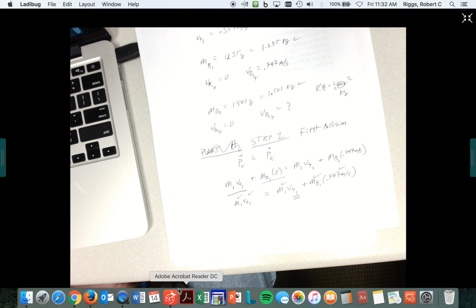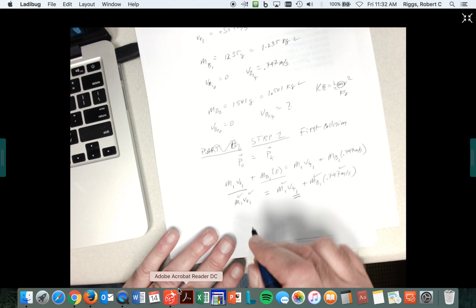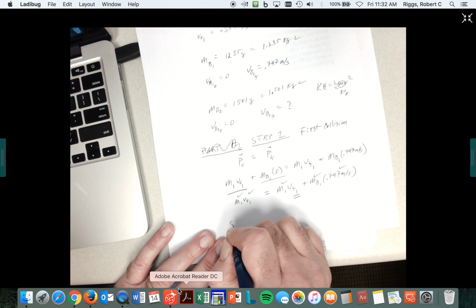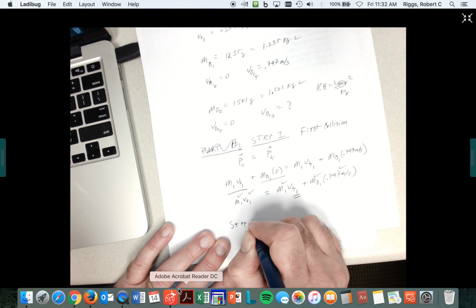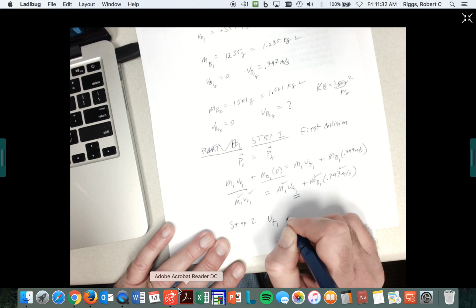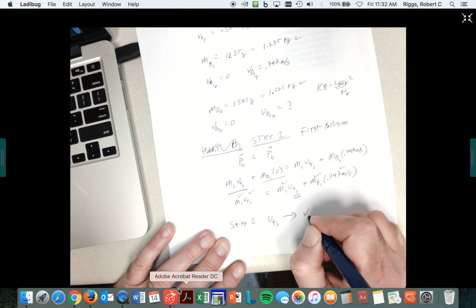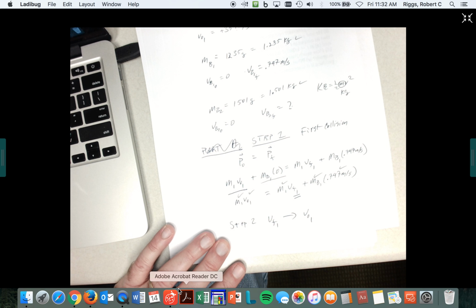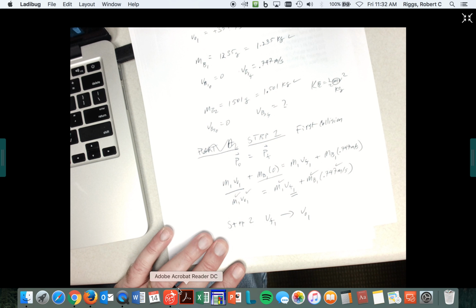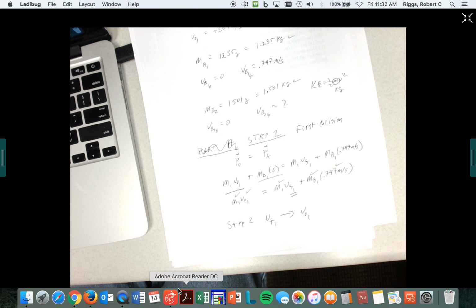Okay? All right. So we got to take V final 1 then in my second part. Now, for step 2, which we'll do on a separate sheet, V final 1 becomes V initial for my bullet in step 2. Because it's passed through the first block, and now it's careening towards that second block, and we'll have to calculate that. All right.